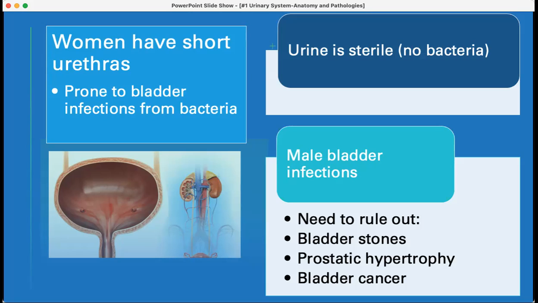And if you allow the urine to sit there in the bladder for too long a period, it starts to grow. It's not likely that men get bladder infections, but if they do, you have to rule out that they're having something going on like bladder stones, or urine is sitting there for a long time, which can happen with large prostates, and also bladder cancers can increase your risk for bladder infections.